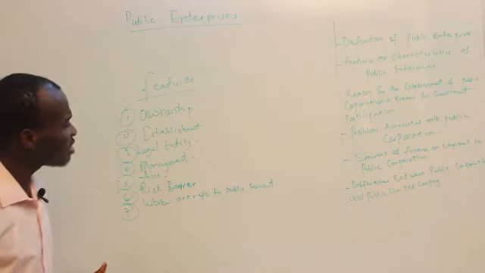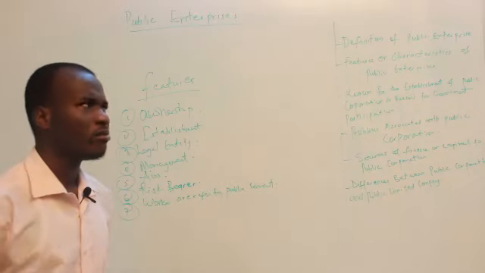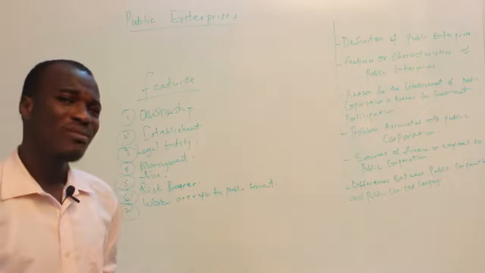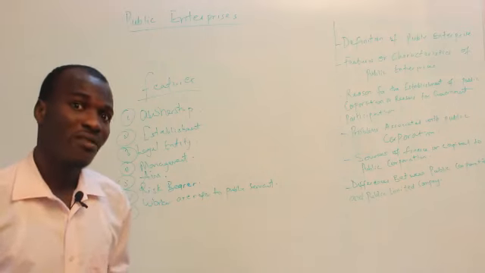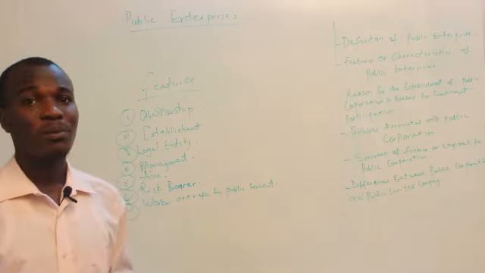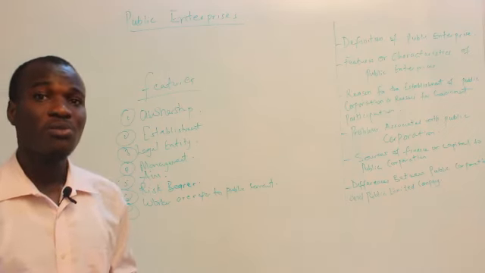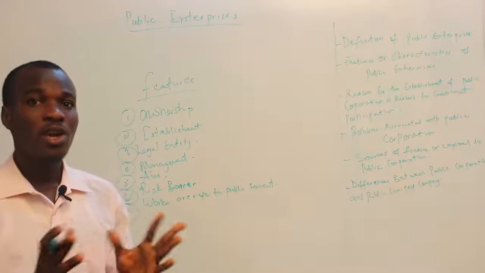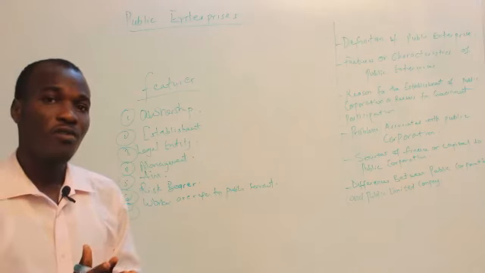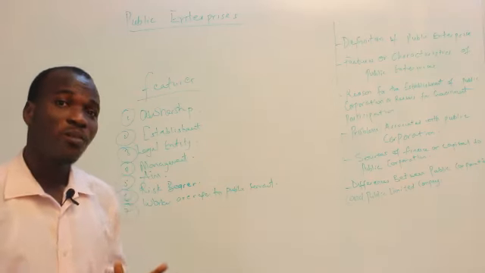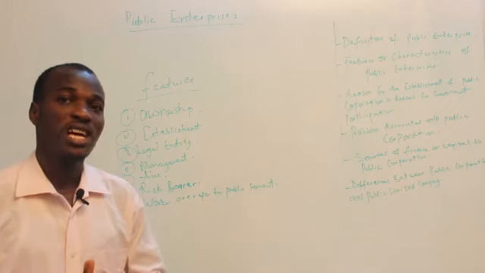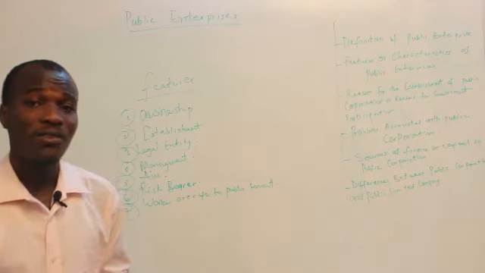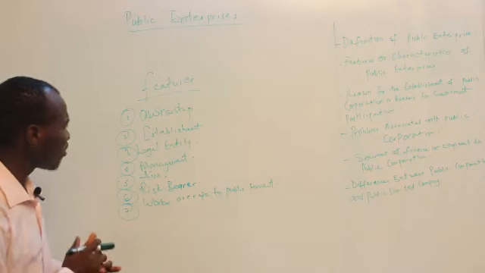Now the next thing we have is the legal entity. Public corporation is also similar to the public limited liability company. So the business usually has a legal entity. That means it has a personality of its own. So the business can sue and be sued on its own behalf. That means the business serves as a distinctive entity of its own. So the business is different from the government that actually established it. Generally, all public enterprises or public corporations have a legal entity.